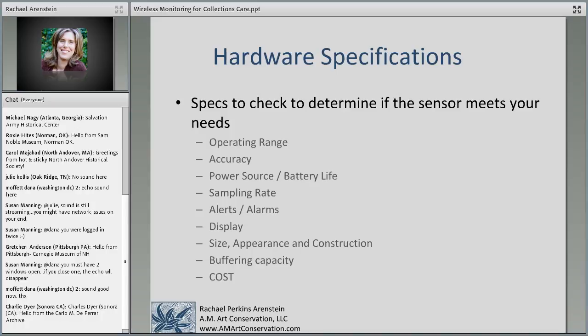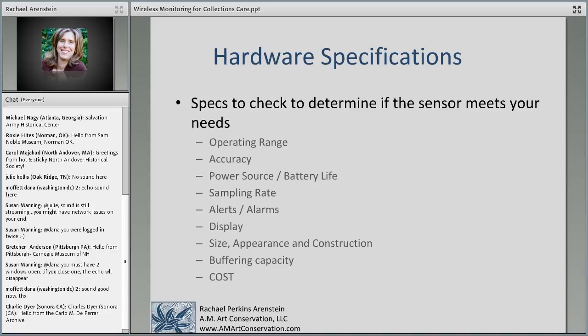Size, appearance, and construction is something just to take a look at. It's sometimes hard to tell this on the website. For the units that I've played with, and had images of, I include a penny so you can get a sense of the scale. On the website, it's sometimes hard to know: are they fist size? Are they smaller? Are they larger? The wireless units, the smallest is fairly small, like a fat candy bar. But generally, wireless units are a bit bigger than the standalone loggers, sometimes up to walkie-talkie size. So just something to keep in mind.